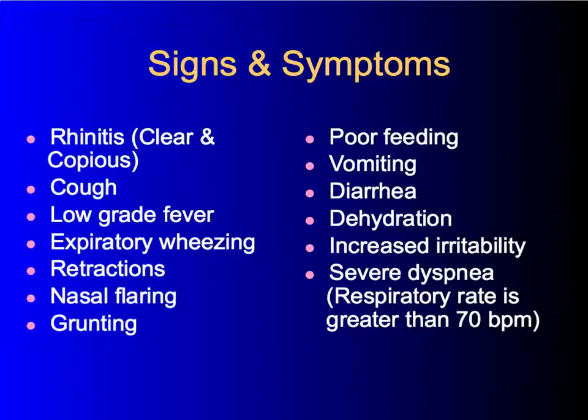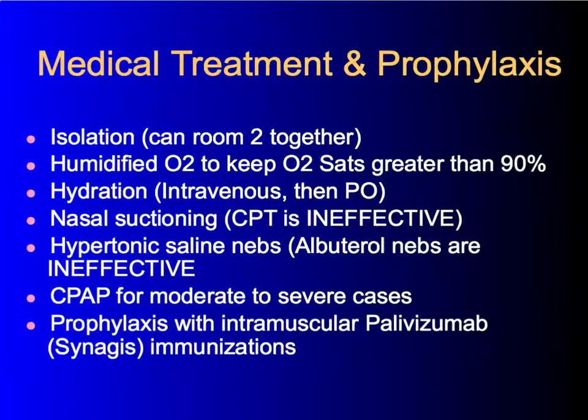They will also show poor feeding, vomiting, diarrhea, dehydration. They will have increased irritability, and severe cases will demonstrate severe dyspnea, where the respiratory rate is greater than 70 breaths per minute. For medical treatment and prophylaxis, the medical treatment, these children need isolation when they're hospitalized.